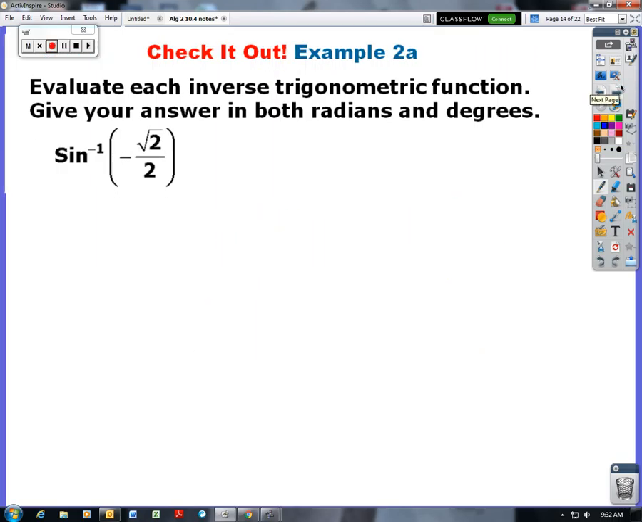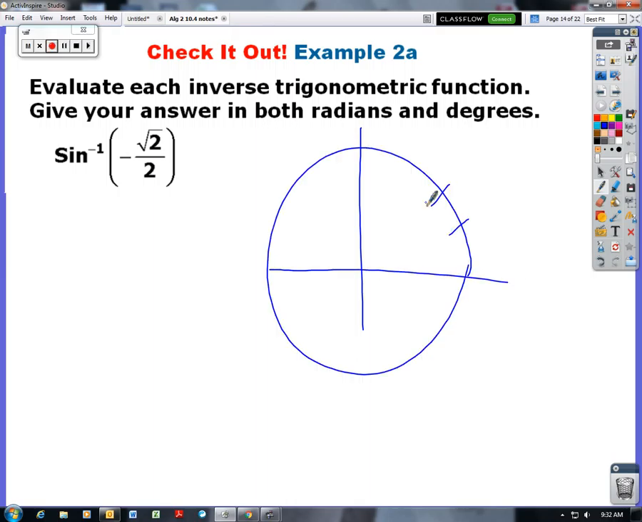This is a check it out on your own. So please pause and do this on your own, and then I'll put the results up. So here's my unit circle. And we've got pi over 4.